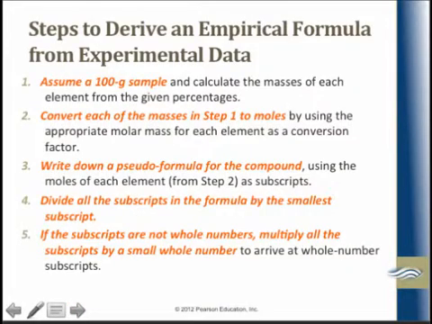Here's a stepwise sequence. The first thing we do is we assume we have 100 grams of sample. That's if you're given percent data. I was actually given grams data in that last example. We then convert to moles by using their molar masses off the periodic table. In some cases you're not done yet, you don't get whole numbers, and you need to clean it up. You come up with this pseudo formula for a compound. The pseudo formula in the last example would have been H3O1.5. I then divide all the subscripts by the smallest subscript. I divide by 1.5 to come up with a cleaned up version of H2O.